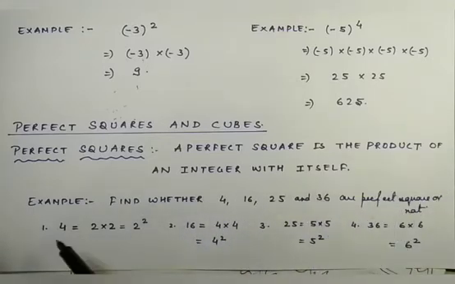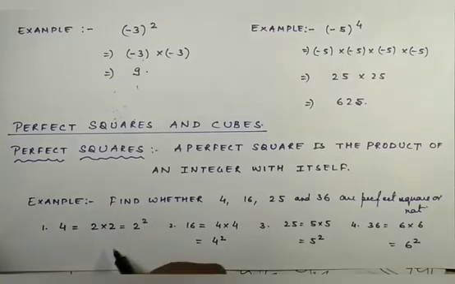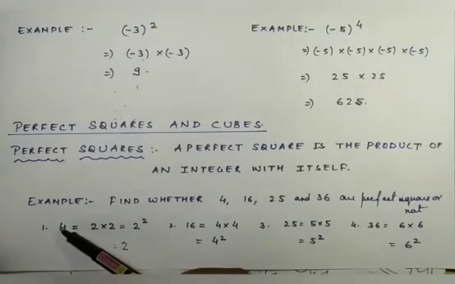So first of all I will see 4. If I have to find out whether 4 is a perfect square of a given integer, what we are going to do is find the prime factors of 4, that is 2 into 2, or it can be written as 2 to the power 2, or it can be written as 2. So easily I can say that 4 is a perfect square of 2.